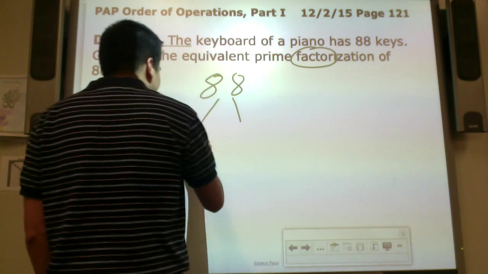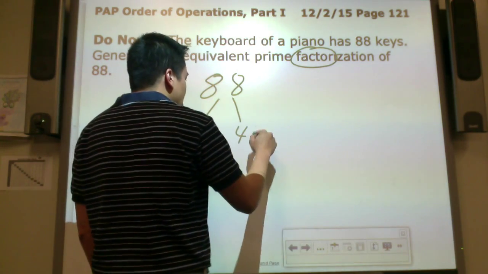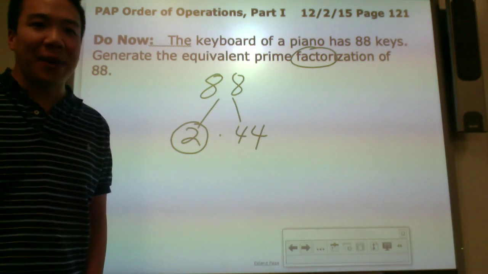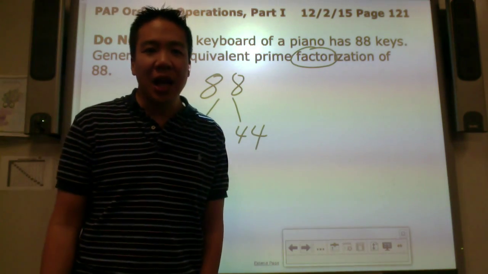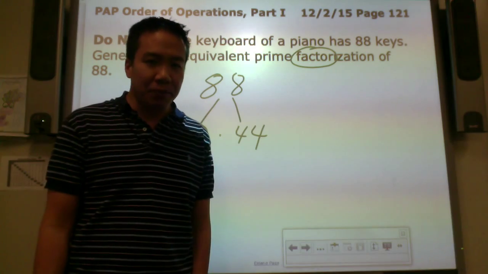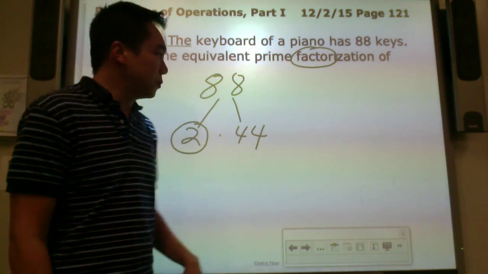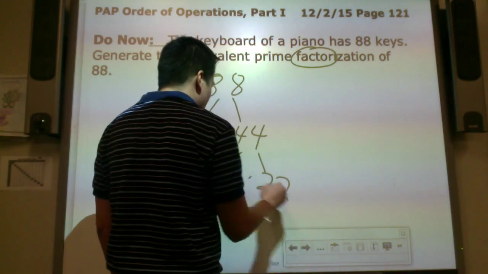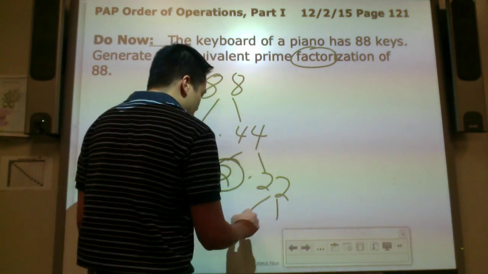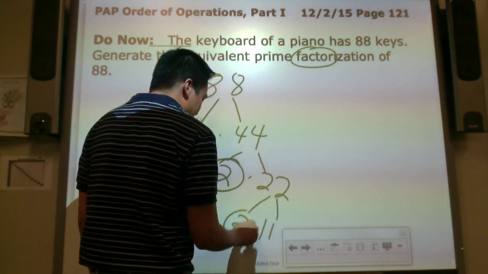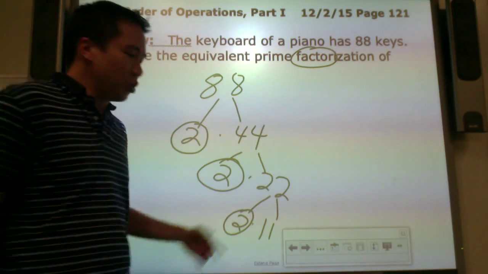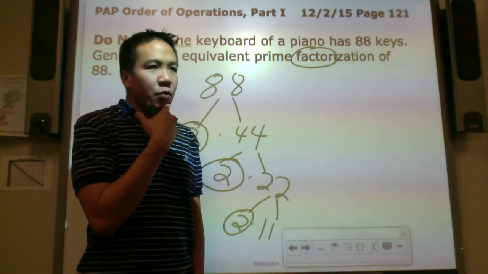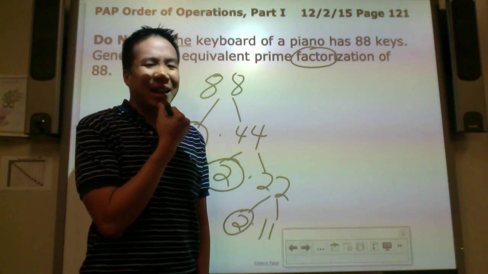So I know 88 can be broken up into 2 times 44. I circled 2 since it is a prime number. What is a prime number again? A prime number is a number that is 1 times itself. 44 can be broken down into 2 times 22. 2 is prime. 22 can be broken into 2 times 11. Is 11 prime? 1 times 11. I can't think of anything else.